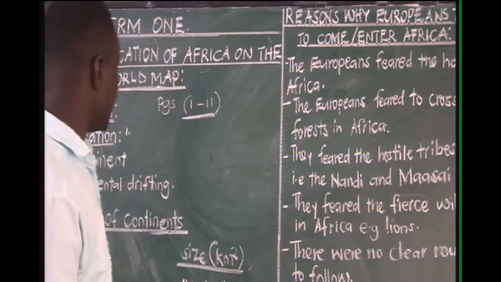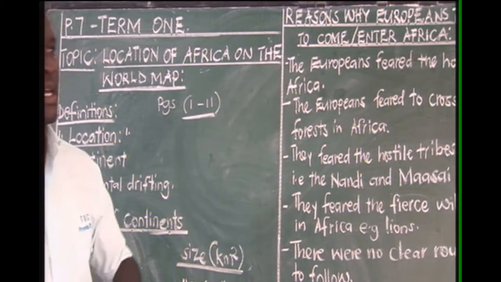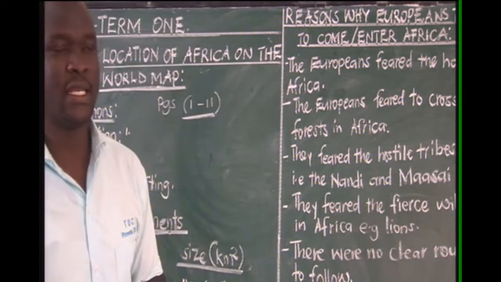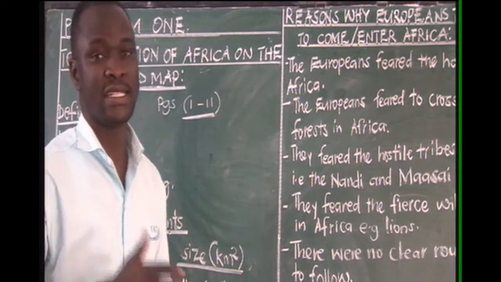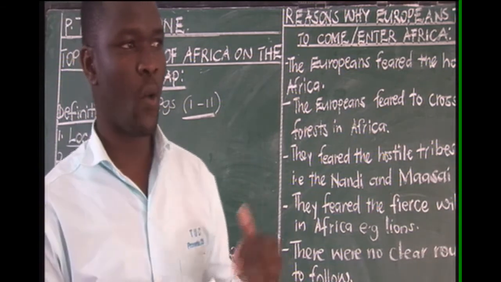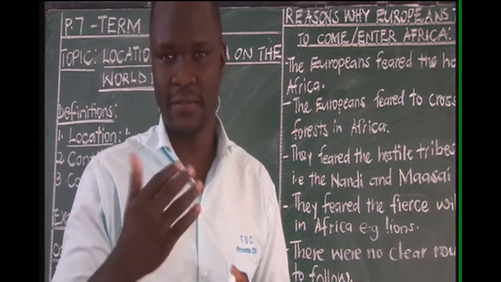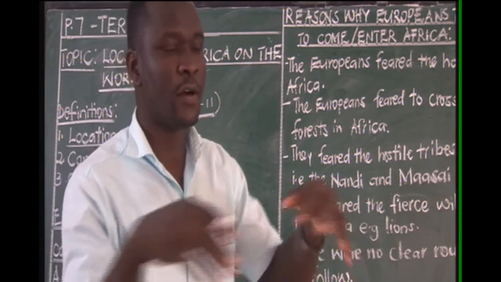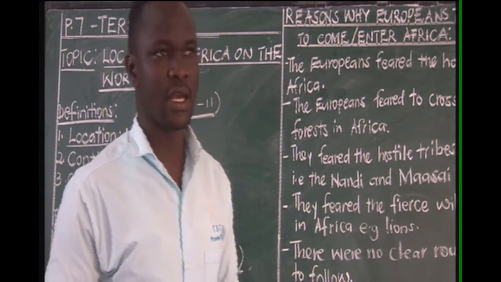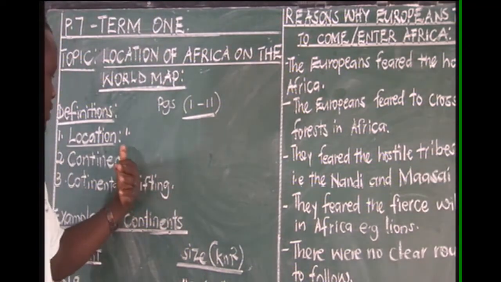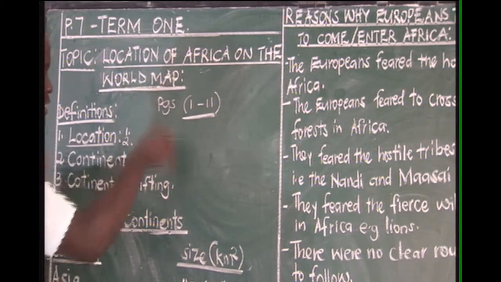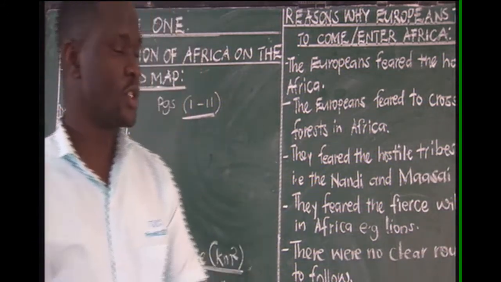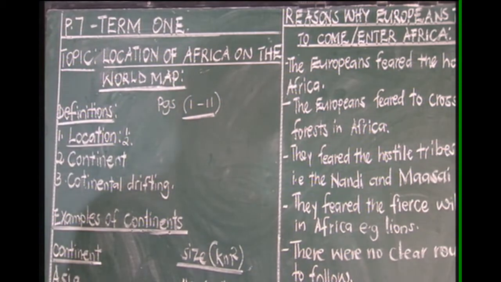Then the second one is, we look at location as a process or a way of finding where something is. A way or a method of finding something, which means you are looking for something. That is another definition for location. A way of locating something or a place. That is the second definition for the term location.